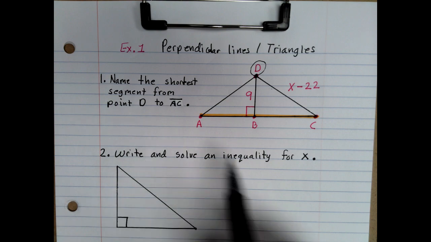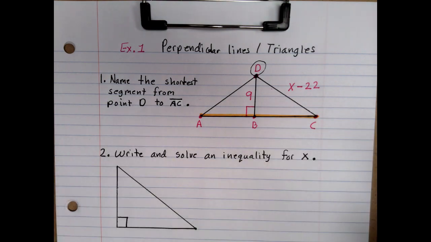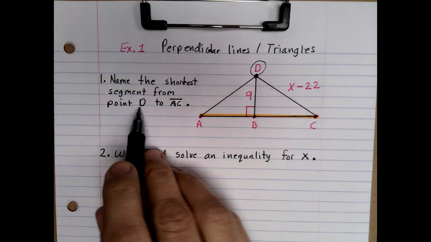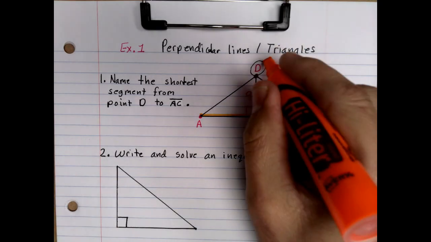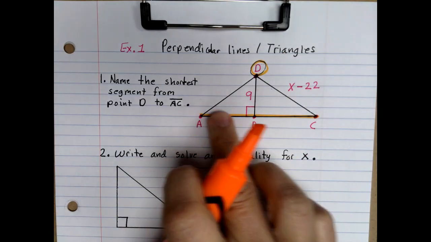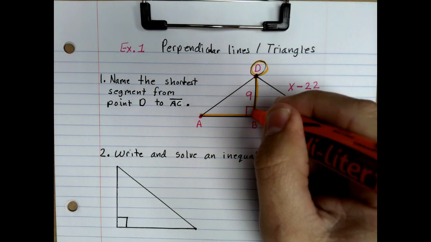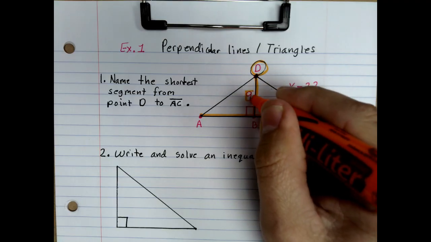Now, with that being said, this one is really easy. We don't have to do any math. We just had to understand that fact. And so if we want to know the shortest distance from D, which is right up here, to this line down at the bottom, well, the shortest distance is this perpendicular line. That's 9 units.